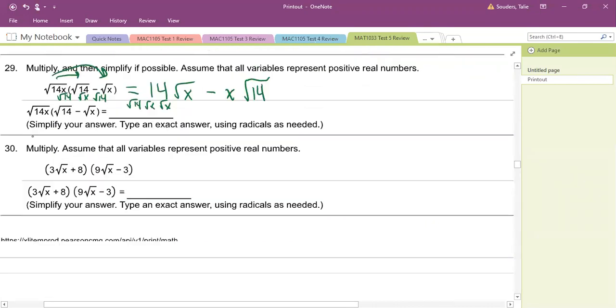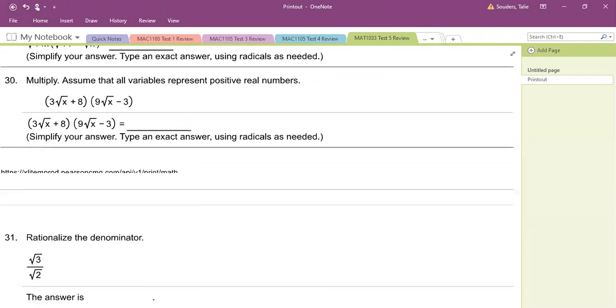Okay, number 30, we're going to need to FOIL here again, right? So let's jump right into it. What is 3 square roots of x times 9 square roots of x? 27x. Very good. So 27, because 3 times 9 is 27. And then square root of x times square root of x, anytime you multiply something by itself, it just comes out of the radical. So excellent, 27x.